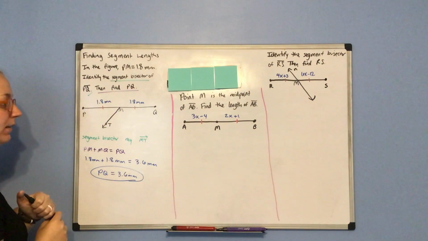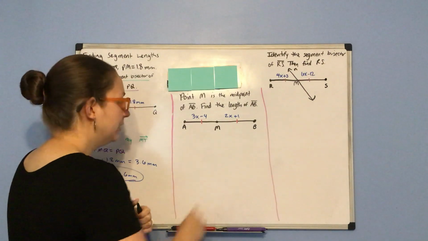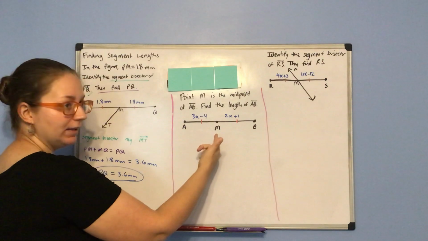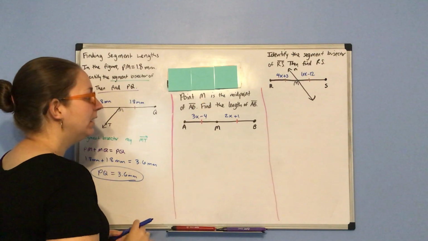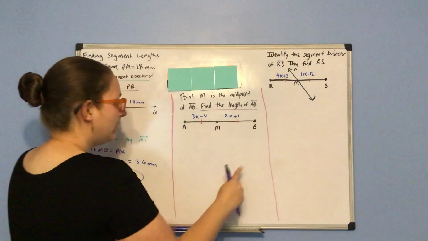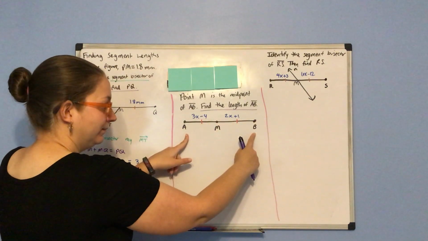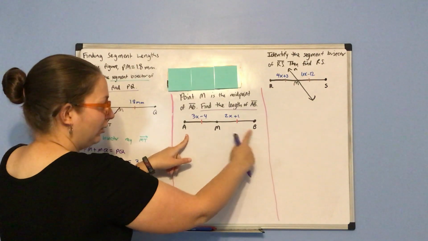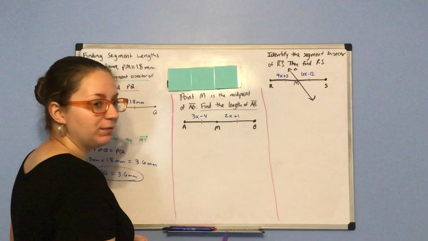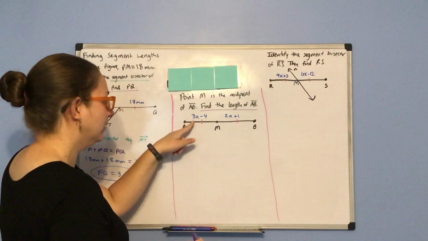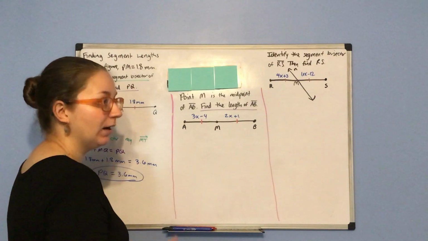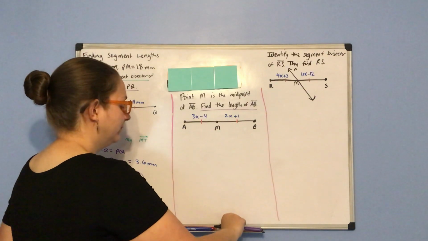Let's try another one. So here, point M is the midpoint of AB. Cool, we can kind of see that from what they're giving us, but they're just reminding us. They want us to find the length of AB. So AB is this whole thing. We can kind of see that it will be this part plus this part by our segment addition postulate. But when they want us to find the length, they want us to find an actual number. Right now we have just x's. So we can't find the length right now, but we have a way to get to it.